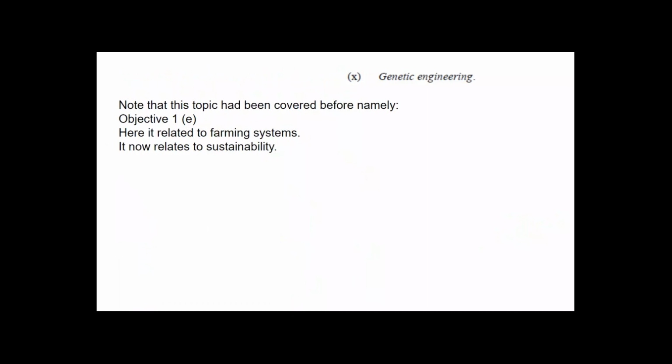So the factor we're looking at here for sustainability is genetic engineering. And we need to point out that this topic has been covered before. It was Objective 1, Part E, but this related to farming systems. Although, more or less, what we cover here is what we did for Objective 1, Part E.